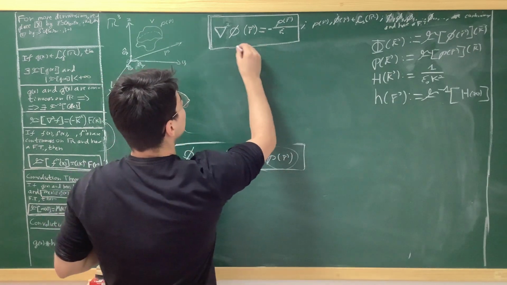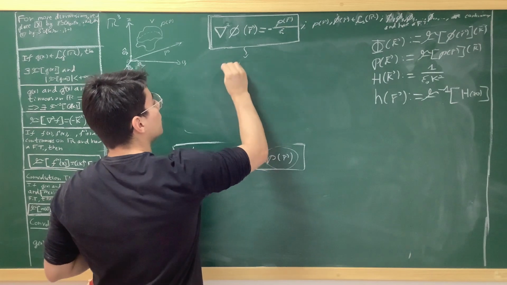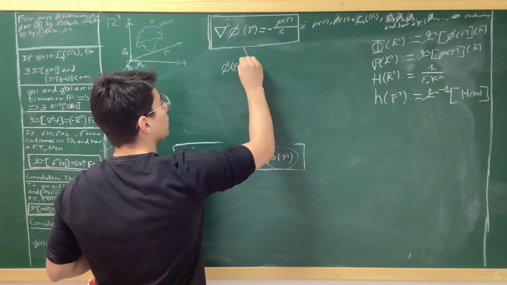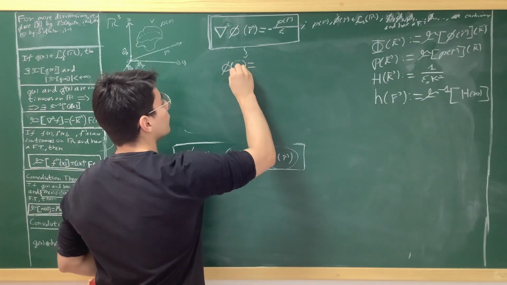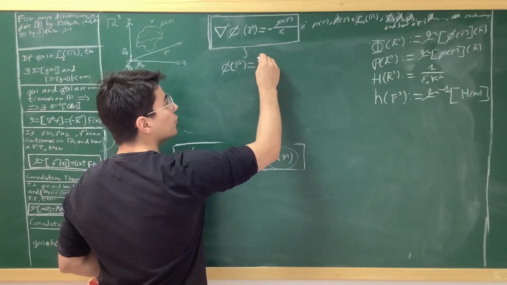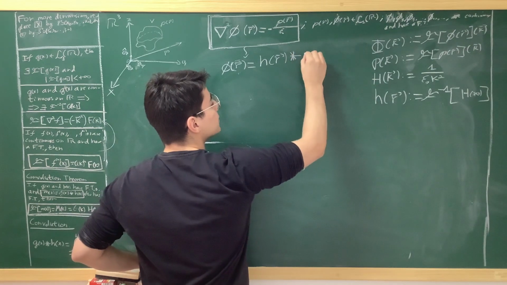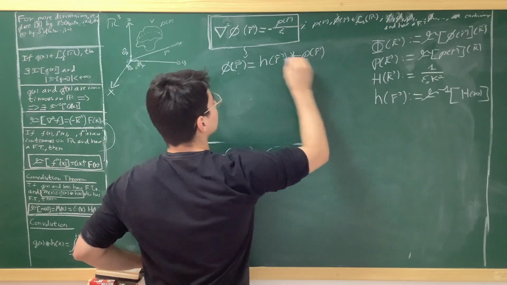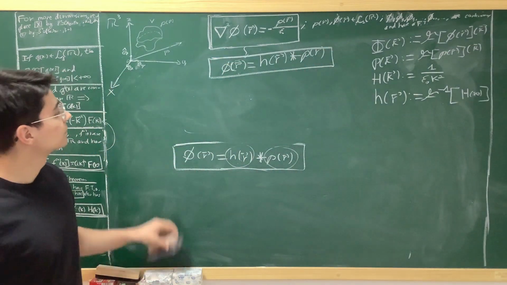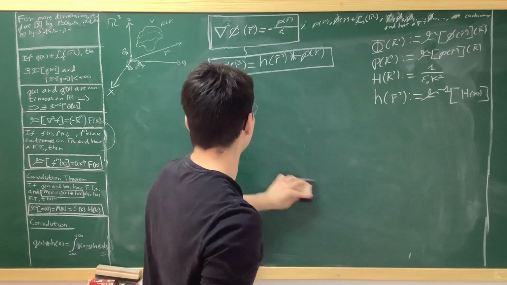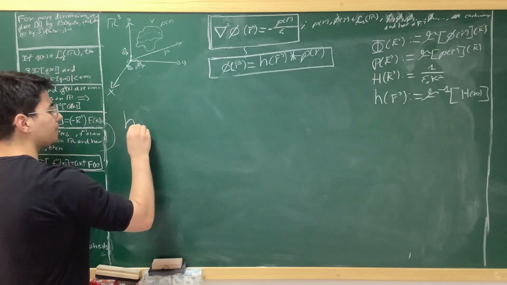So after all of this, we get that my phi, my potential on the R3 world, the regular three-dimensional world, is the convolution of some function h times my rho. So all we have to do is to find h, as I already said. How do we find h? Well, let's just work it out.